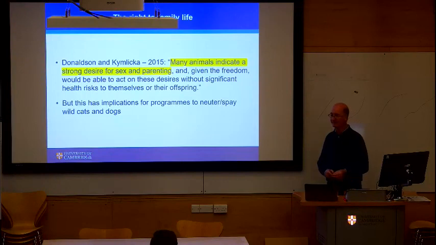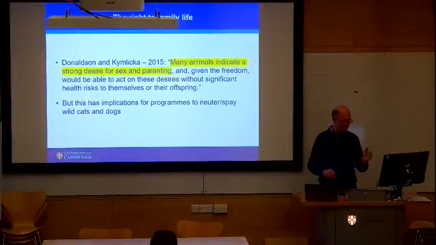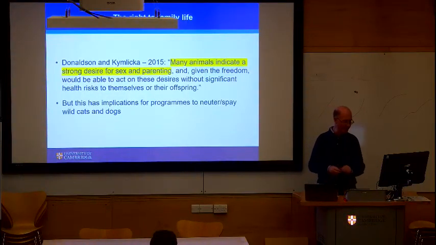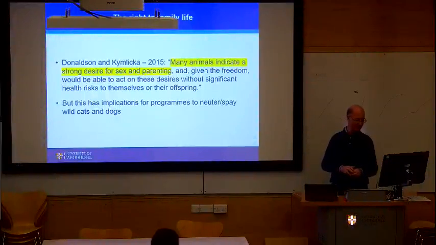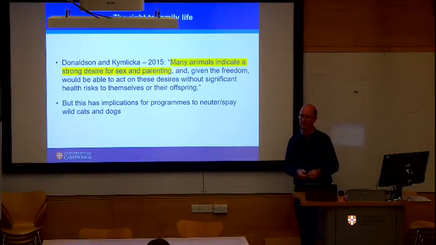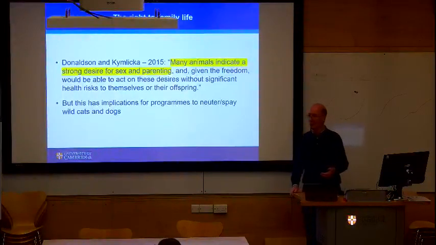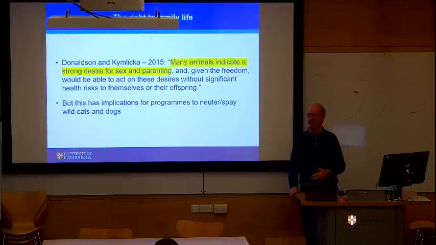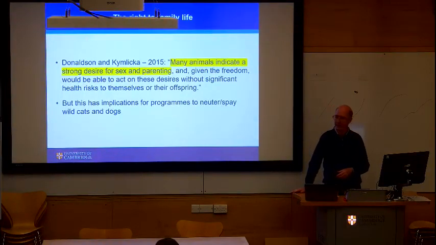So as I said, family life. Donaldson and Kymlicka again: many animals indicate a strong desire for sex and parenting, given the freedom to be able to act on these desires without significant health risks to themselves or their offspring. But as I said, that has wider implications in terms of controlling wild populations, both in city and town environments, and also wild populations in the wild, where a particular species is simply becoming too dominant, causing overpopulation and therefore the risk of famine, or driving out other species, or overgrazing, overuse of plants and trees.